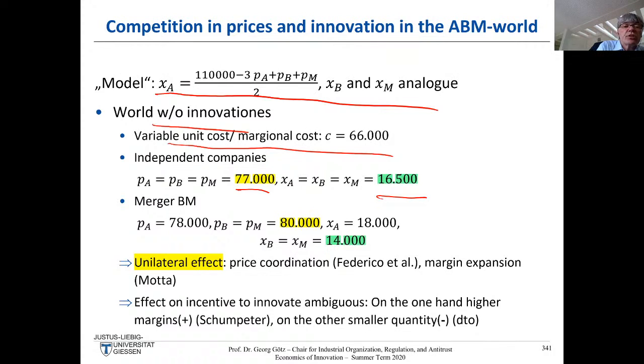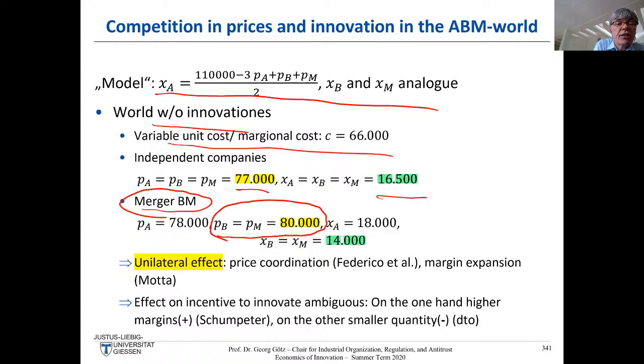And now the interesting thing is what happens if BMW decides to merge with Daimler, so that Mercedes is also produced in this joint company. And you will see, and that's what's expected, both firms have an incentive to increase their price.